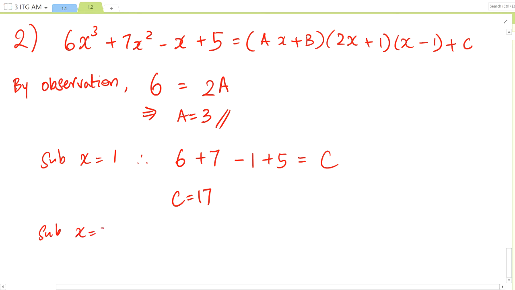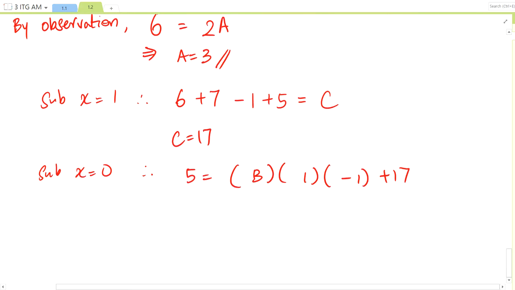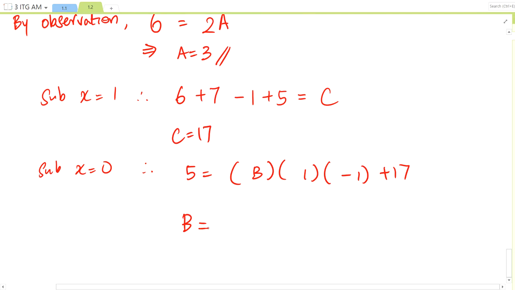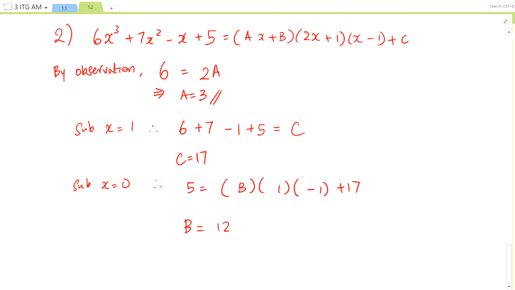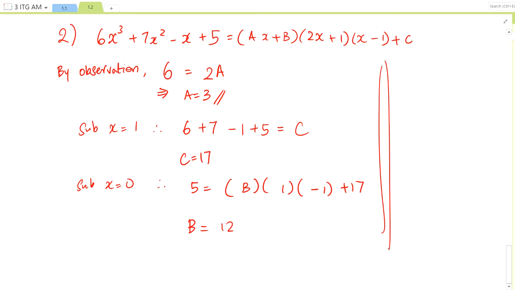Sub x equals to 0. Yeah, sounds good. 5 equals to B, 1, negative 1 plus 17. So B equals to 12, correct? Is it correct? Yeah. Okay, let's look at the steps. Oh, wow, look at this, question 2. These are the only steps required. Not difficult, right? Do you need more? Do you think you need more practice?